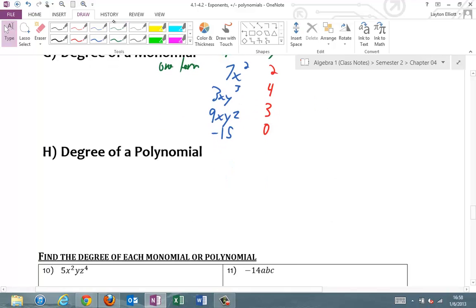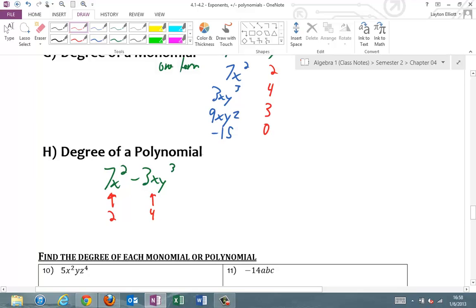Okay, degree of a polynomial. So if I took any of these from up above, like the 7x squared, and I did a minus 3xy cubed, so I took two of the monomials and I subtracted them, which is how we kind of create polynomials. Well, I know that this monomial has a degree of 2, and this monomial has a degree of 4.